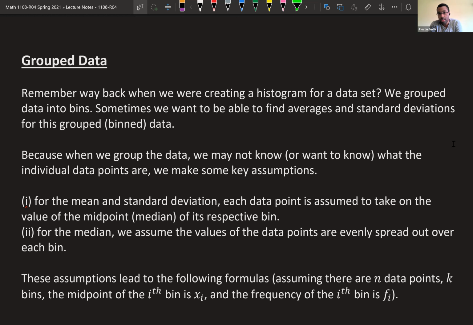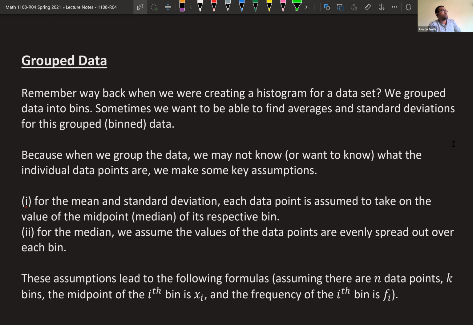And the idea is the following. For the mean and the standard deviation, what you do is you pretend all the data points in a group take on the middle value in that group, right? Which is the median of that bin. And then it just means for those xi, you're just copying that number down, the median value.